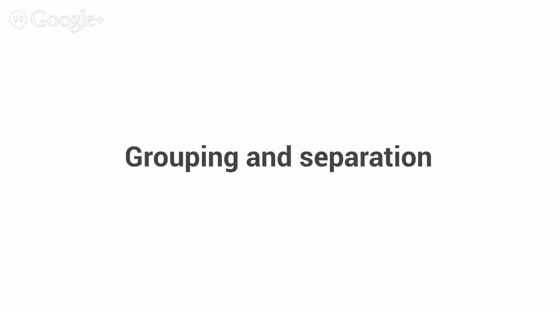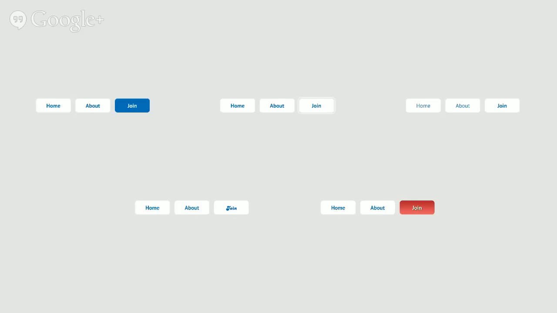Grouping and separation. This is what is alike and what is different. In this case, these are three buttons. They're exactly the same, besides the content inside. And so how can we make one the same style, but give emphasis? Here are a bunch of different ways to do that. Some are better than others.